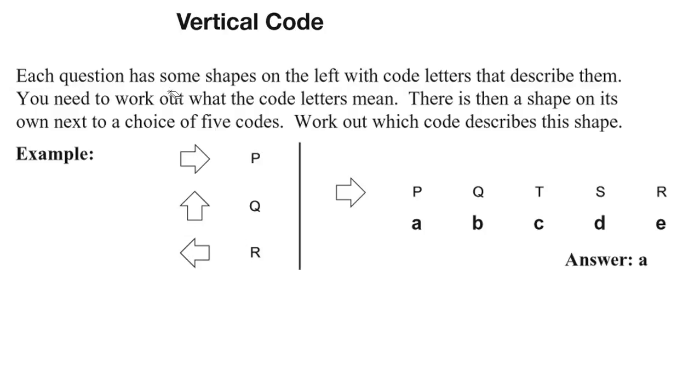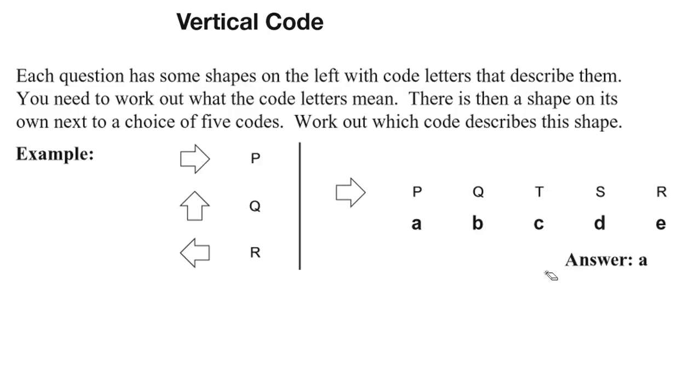So each question has some shapes on the left with chord letters that describe them. Now, you need to work out what the chord letters mean. So you need to work out what Q is, what P is, and what R is. There is then a shape on its own next to a choice of 5 chords. So this shape here, you want to work out which chord describes this shape, right? So if P is that, and Q is that, and R is that, what's that going to be there? And you have to choose the answer.